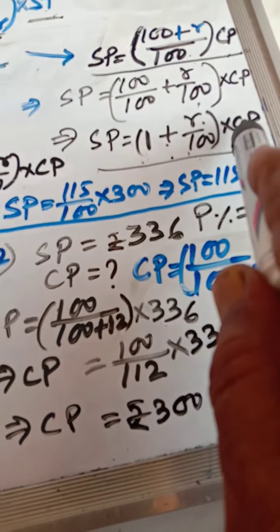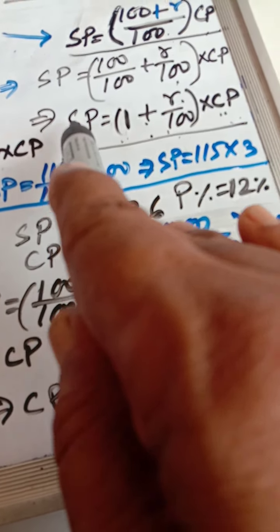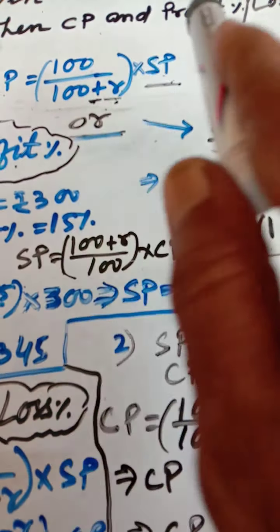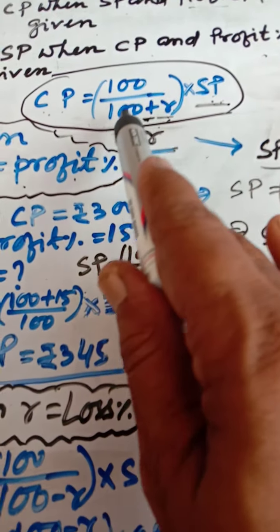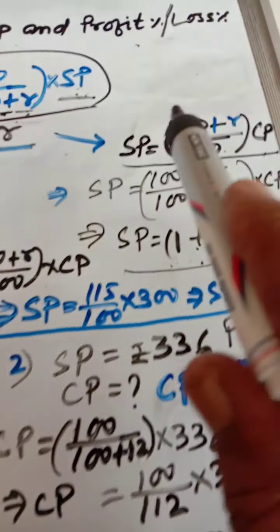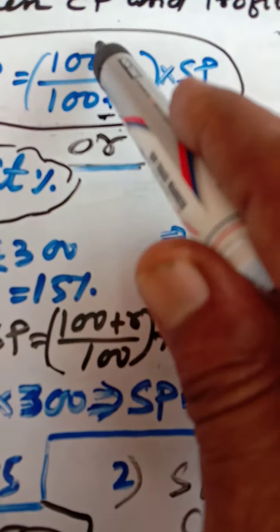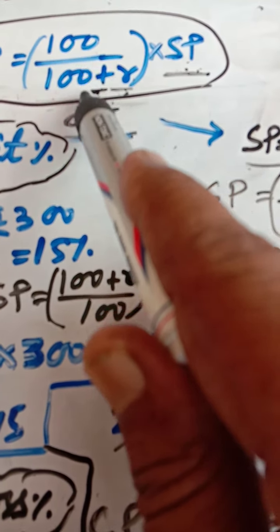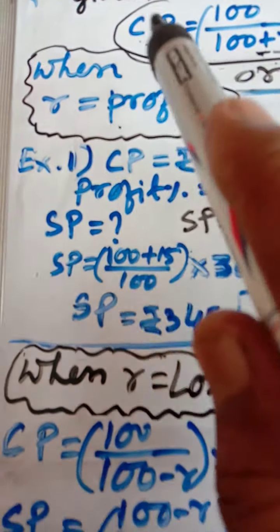From this formula you can find out CP also. CP is equal to, this will go to that side, and it will take the form of 100 by 100 plus R into SP. That is why I said to you, learn this formula. When SP is given, CP is equal to 100 by 100 plus R into SP, and learn this formula as well. SP is equal to 100 plus R; the denominator will become the numerator. CP times 100 will be the numerator and SP times 100 plus R will be the other term. Could you understand? This is when R is the profit percentage.